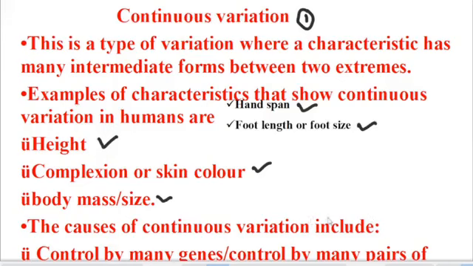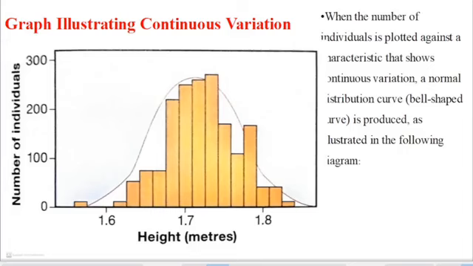So let us now look at the causes of continuous variation. Some of the causes of continuous variation is that variation is controlled by many genes, meaning that in continuous variation, many genes control it. This is one of the causes of continuous variation. I hope it's clear. You have gotten what I've said there.